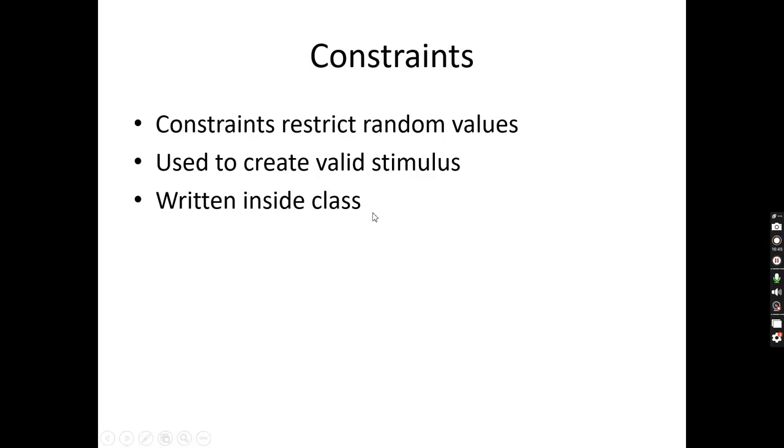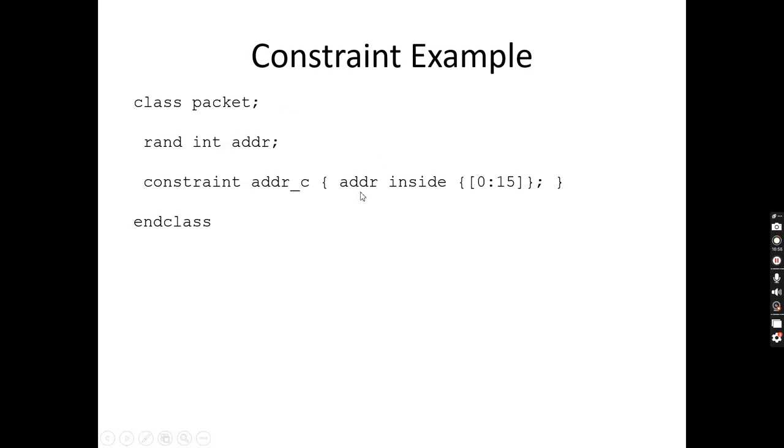So it is written inside the class only. Whatever data we want to restrict, that constraint should be written inside the class only, not outside. See, this is a basic constraint. Let's say this is a class name. A rand keyword, as I said before, is used, followed by your data type and variable name. It is capable of generating negative values also. 2 power 32 is the maximum value, and negative values can also be generated.